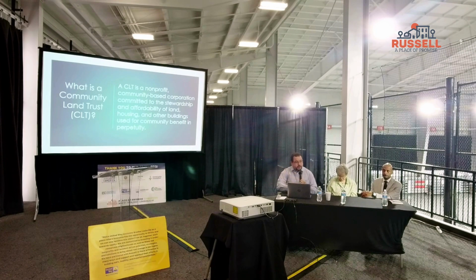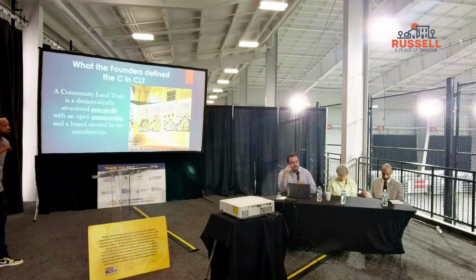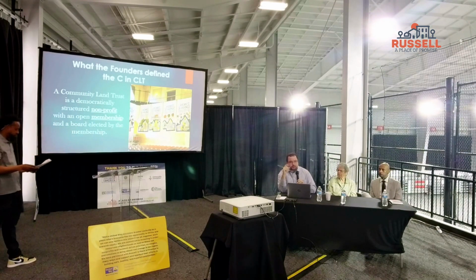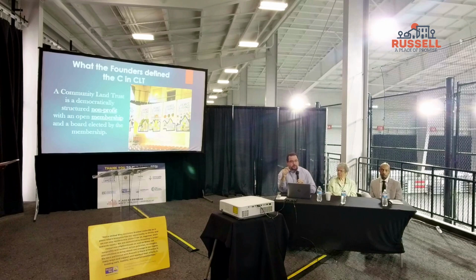Now, the founders of this model called this model a community land trust. And they were very specific about that C. And what they considered the C as the community land trust is a democratically structured nonprofit with an open membership and a board of directors elected by that membership. Because they wanted to make sure that the members, the community, had the ultimate power of what's going to happen in their own place.